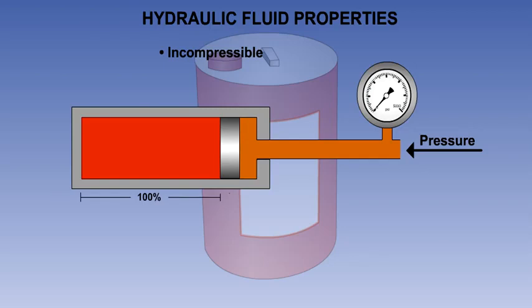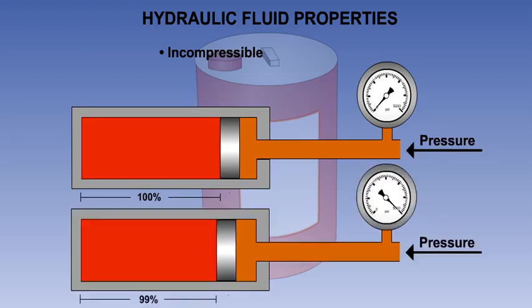In the diagram, we show the effect of applying pressure to a container of liquid. When a pressure of 346 bar or 5000 psi, well above normal system operating pressure, is applied, the liquid is compressed by only 1% of its original volume, and 99% remains.